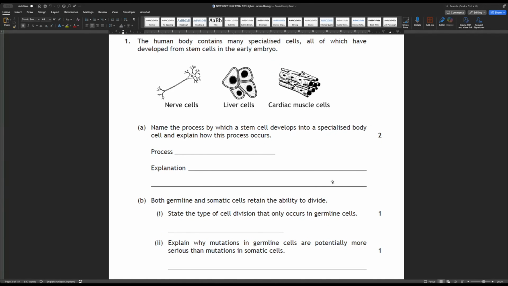So let's have a look at a couple of section 2 questions, which tend to be obviously the trickier ones for us. So this question says, the human body contains many specialized cells, all of which have developed from stem cells in the early embryo. So we've got nerve cells, we've got liver cells, we've got cardiac muscle cells. We need to name the process by which a stem cell develops into a specialized body cell and explain how this process occurs. So the process by which it develops into a specialized cell is called differentiation, okay?